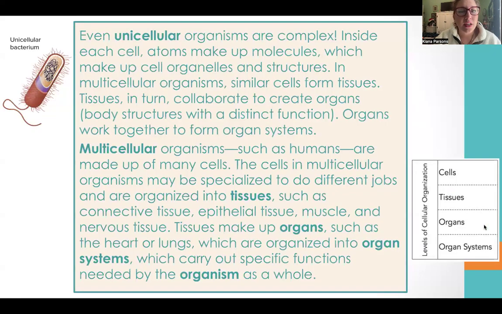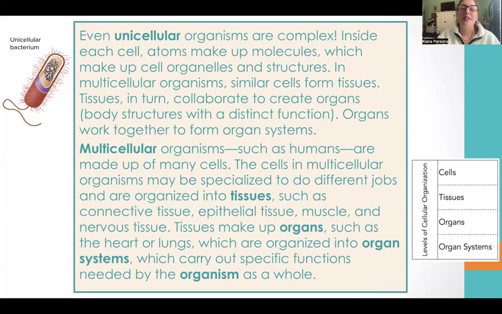All right. So, talking about unicellular and multicellular organisms, even unicellular organisms are complex. Inside each cell, atoms make up molecules, which make up cell organelles and structures. In multicellular organisms, similar cells form tissues. Tissues, in turn, collaborate to create organs, which are body structures with a distinct function, like your heart. Organs work together to form organ systems, like your circulatory system or your digestive system.